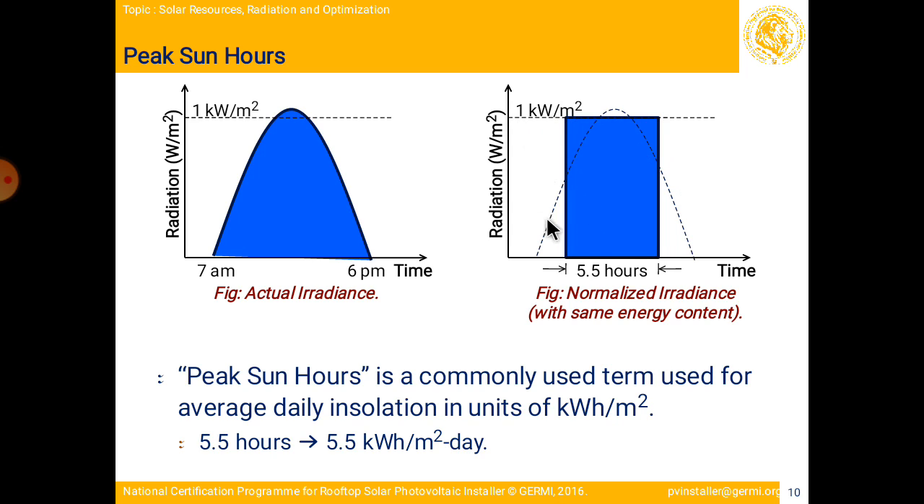So the term peak sun hours is commonly used for the average, or we can say daily insolation, in units of kilowatt hour per meter square. For a particular 5.5 hours we are getting 5.5 kilowatt hour per meter square per day. So we need to keep this in mind while we are using the solar PV module and finding the efficiency of the solar PV system.